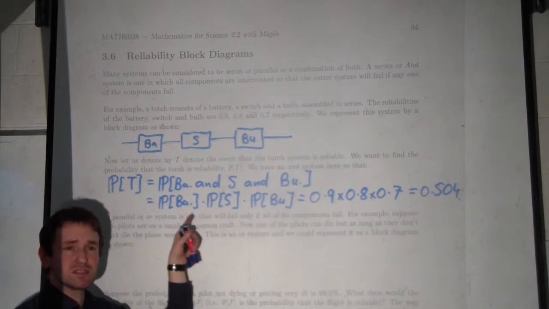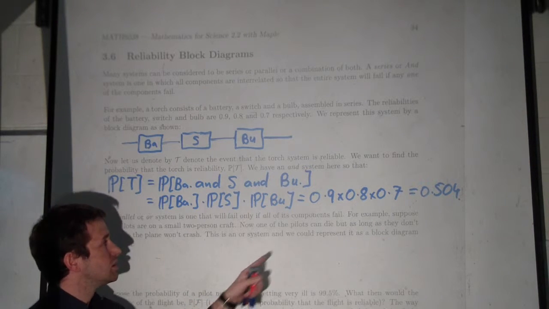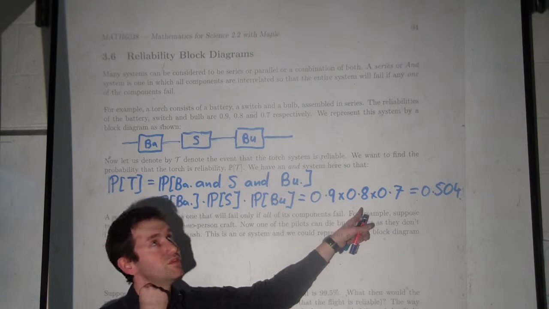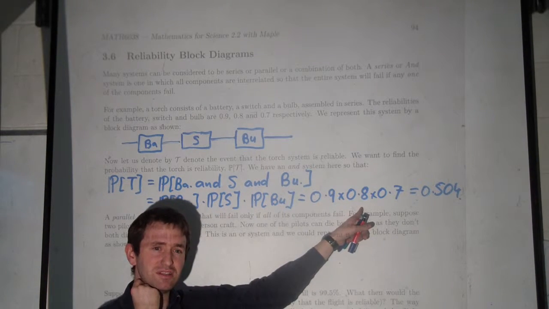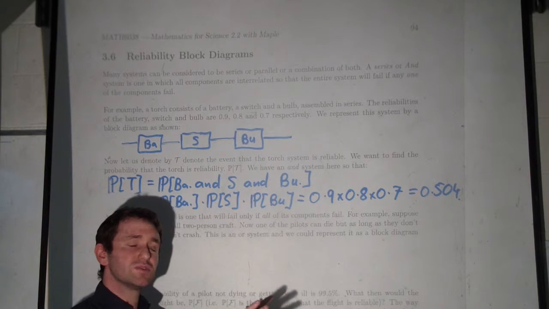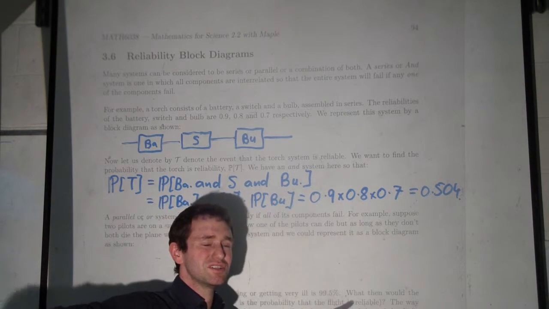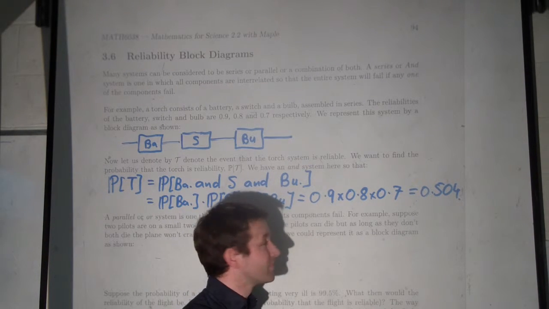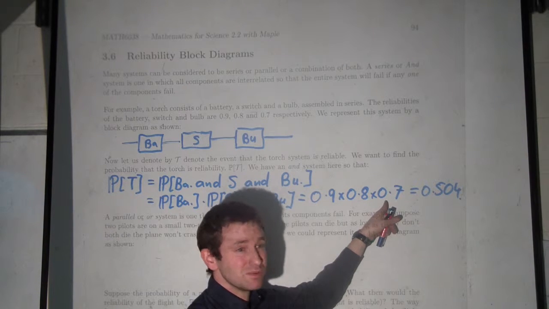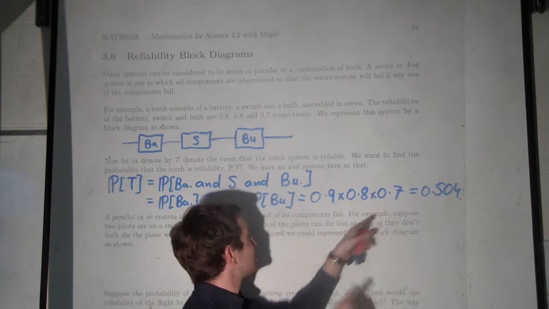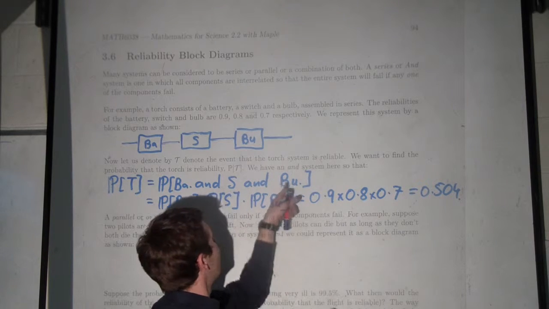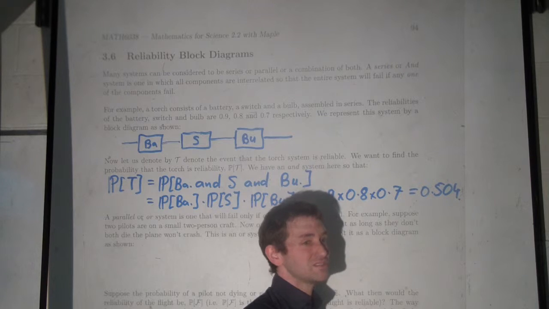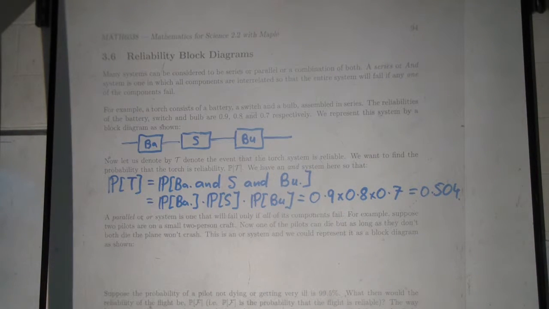Now look at the switches. Out of the 900, only 80% work, 4 out of 5. So that's 720. Throw out the other 180. You're only down to 720 torches now, and only 0.7 of them have a good bulb. So you get down to about 500 torches out of the 1,000 that actually work. That's where you get a number like that.